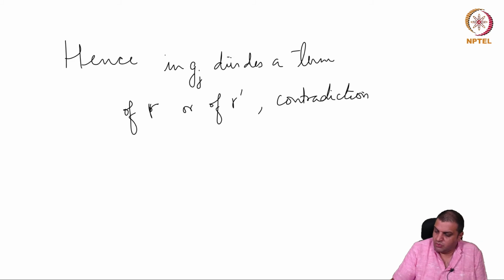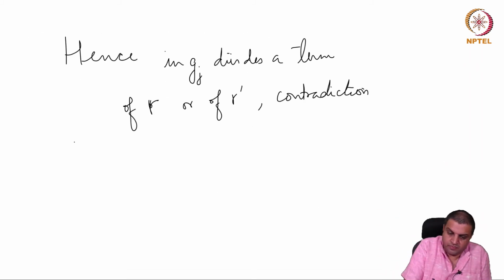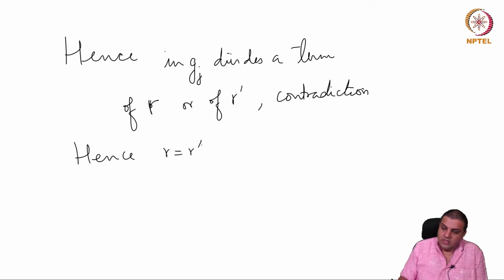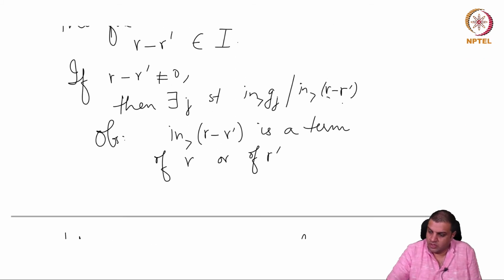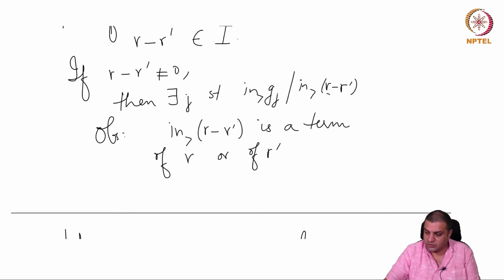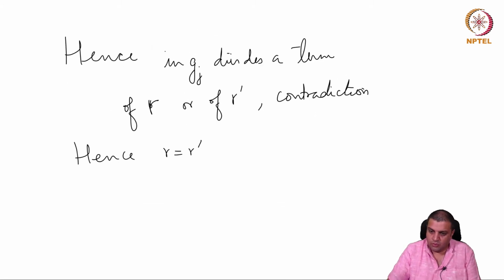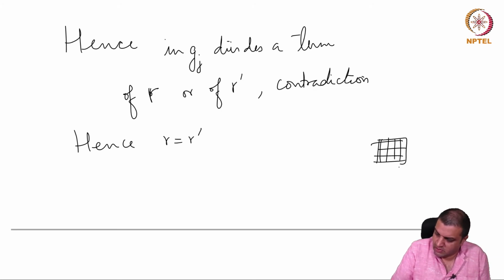And the contradiction was with the assumption that if this is non-zero, hence R minus R equals R prime. Okay? So we did use that it is a Gröbner basis here. So it's not true for arbitrary generating sets for I. Okay? So it's only true when we work with Gröbner basis. So this is the end of this lemma.